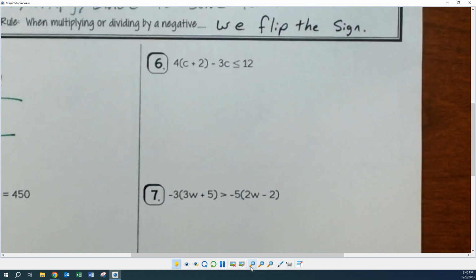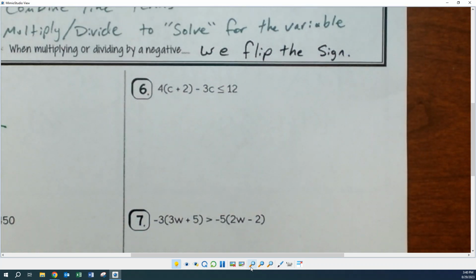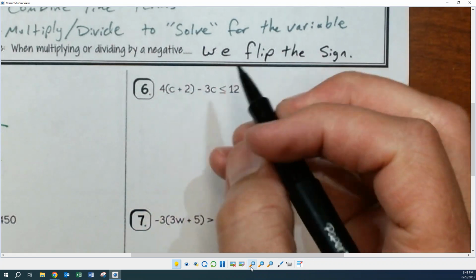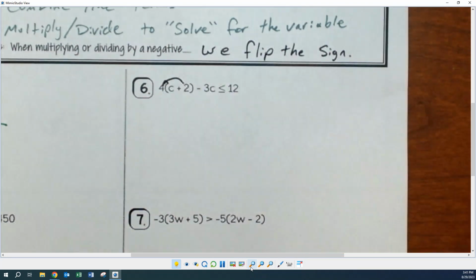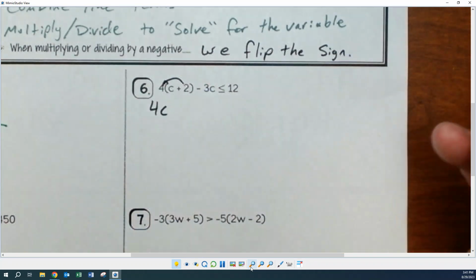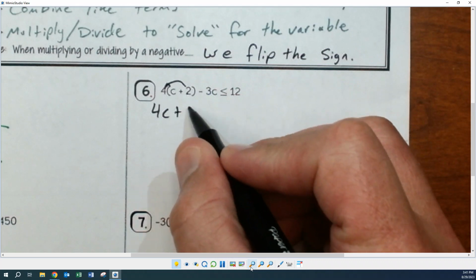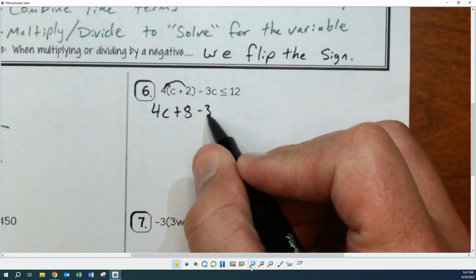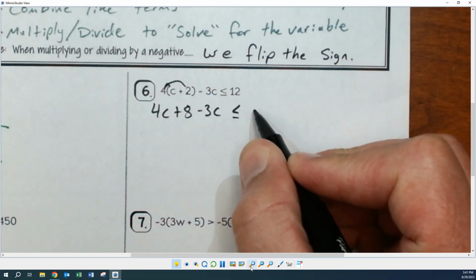In problem number 6, we have 4 parentheses c plus 2, minus 3c is all less than or equal to 12. So my very first step is to distribute. I don't like parentheses. I want to get them out of the way. 4 times c is 4c. 4 times 2 is 8. Minus 3c is less than or equal to 12.